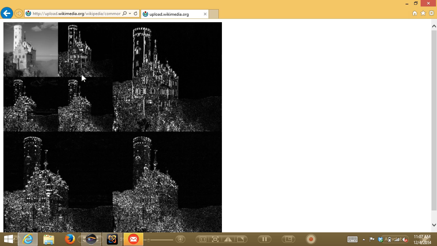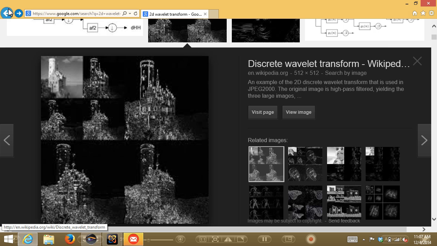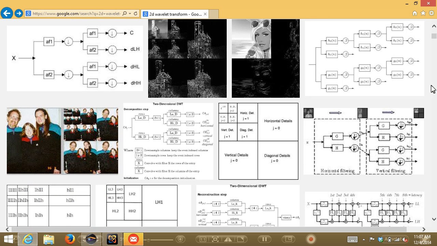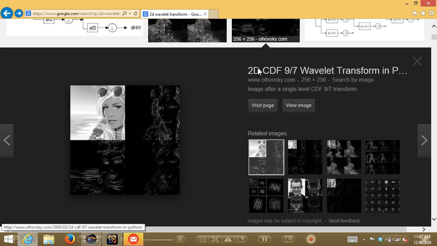And then these are lower pass versions. Let me see if I can find a better example than this, because this is kind of like, Star Trek people. So this may be better because it's kind of like line art.